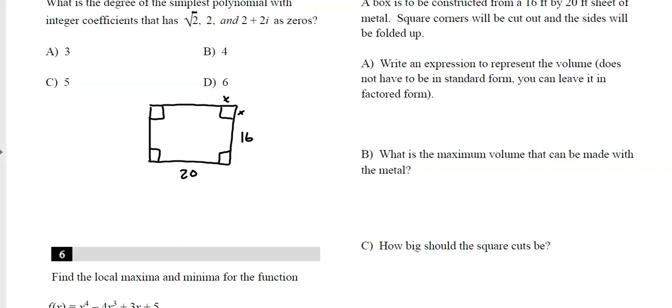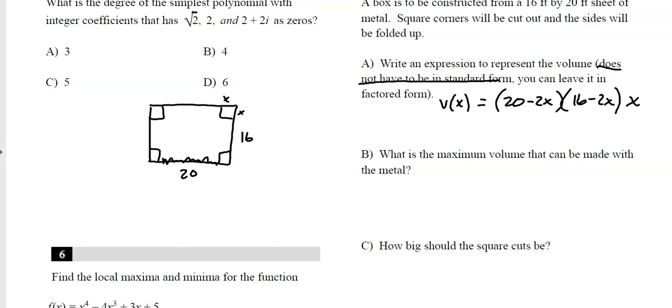So when I folded up my volume, and it says it does not have to be in standard form, so I'm going to save you some time here. So the volume is the length, which is going to be 20 minus 2x, because you're cutting out two squares. And then we're going to have a width of 16 minus 2x. And then don't forget there's going to be a height of x when you fold that thing up.